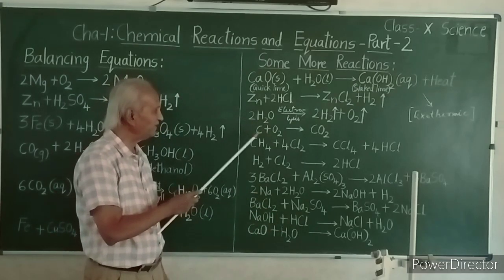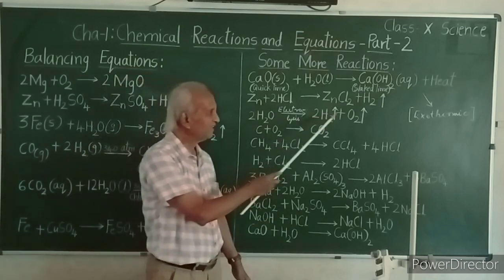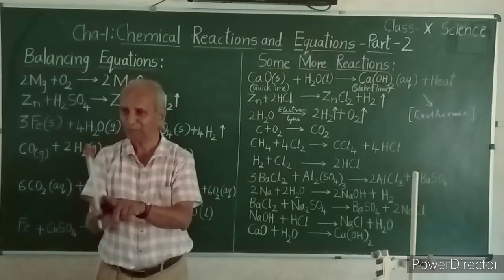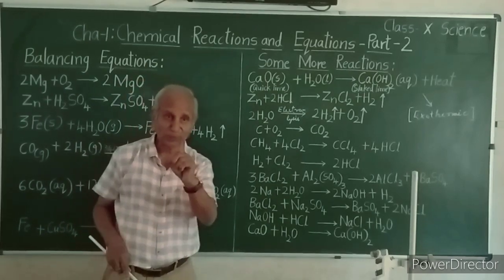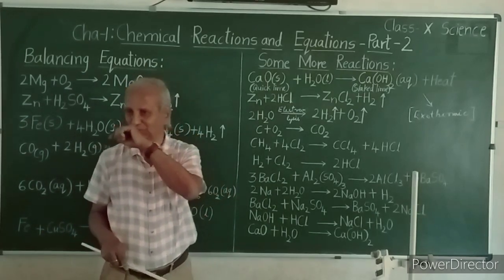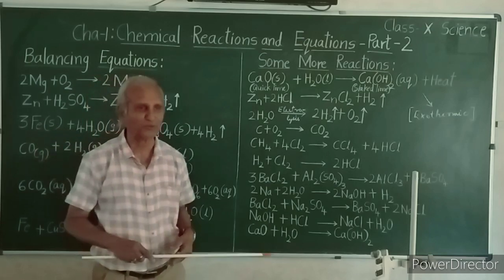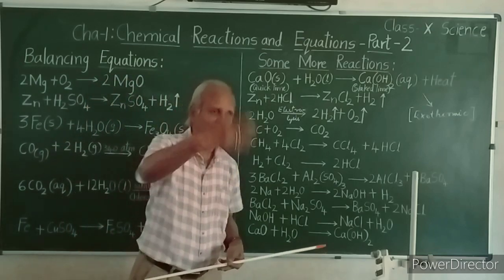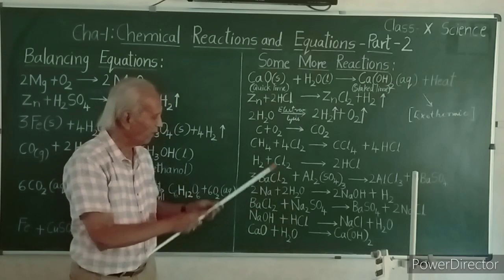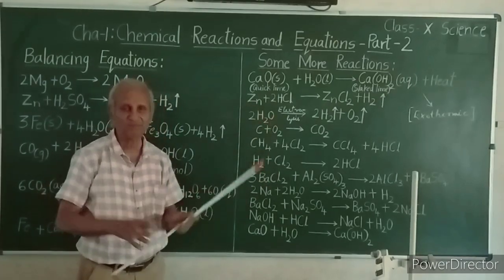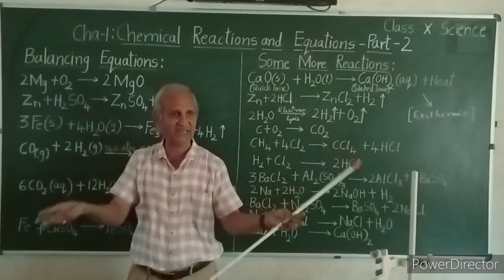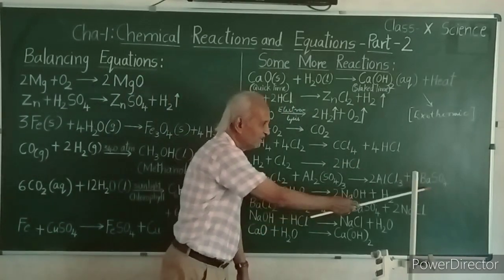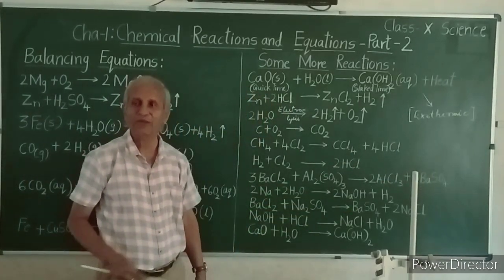See, water dividing into hydrogen and oxygen is decomposition. It decomposes. Here, it's not one chemical that decomposes, 2 chemicals decompose. So we call it double decomposition. Barium chloride decomposes, aluminium sulfate too decomposes, and they exchange their radicals and you have the products. These two are products. Now let's check.